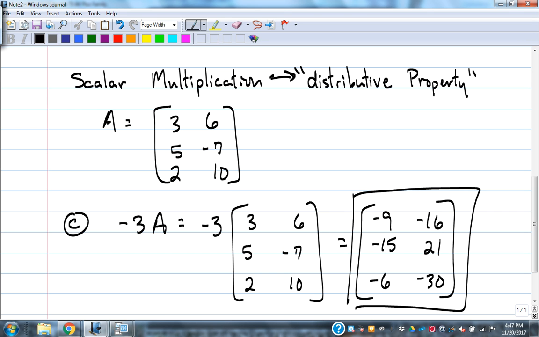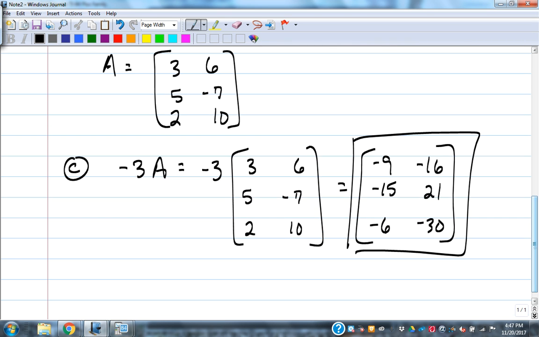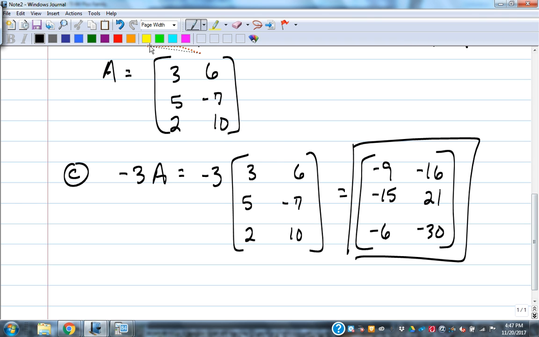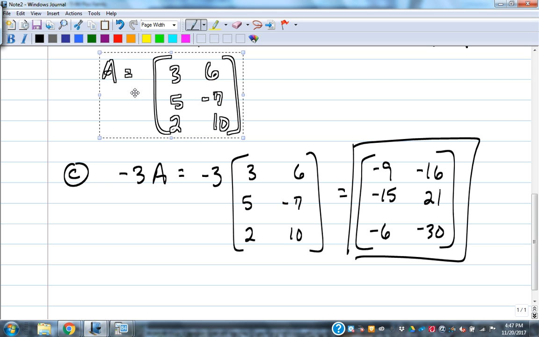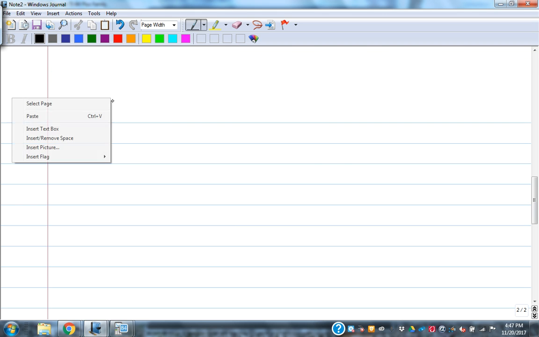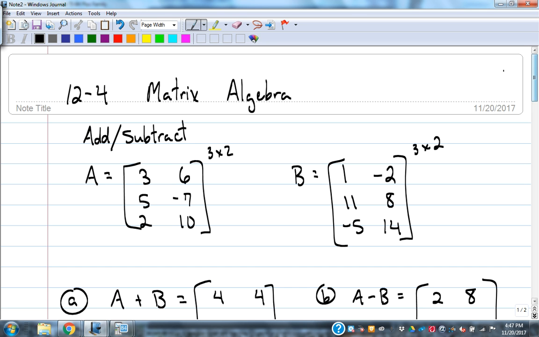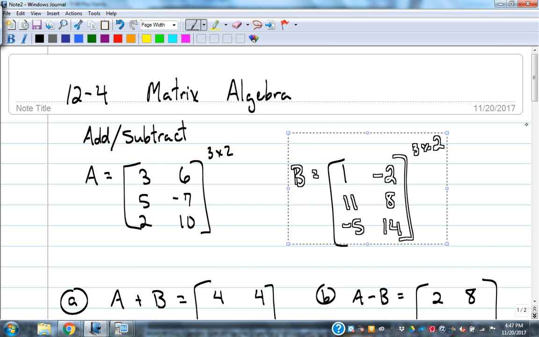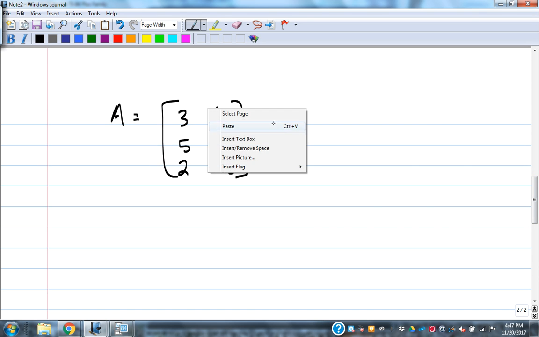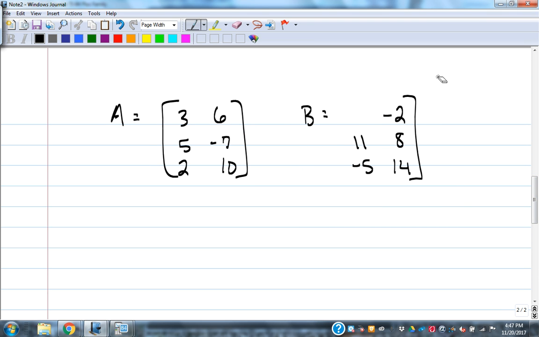So if you're going to mix that with addition and subtraction, let's throw in that same matrix A and matrix B that we had from the earlier example. So matrix A, and then here's matrix B. And what they'll ask you to do is something like 2A minus 4B, where you're doing scalar multiplication mixed in with addition and subtraction.